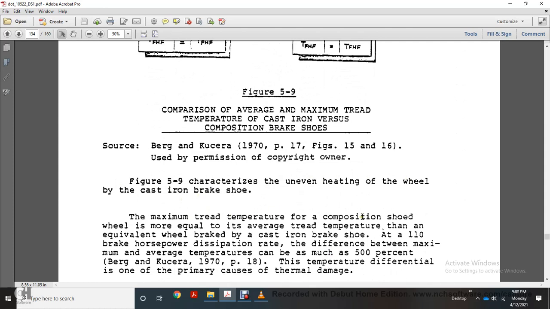The maximum tread temperature of the composition brake shoe is more nearly equal to the average tread temperature of an equivalent wheel braked with the cast iron brake shoe, at a brake horsepower dissipation rate of at least 110. The difference between maximum and average temperature can be as much as 500%. This temperature differential is one of the primary causes of thermal damage.